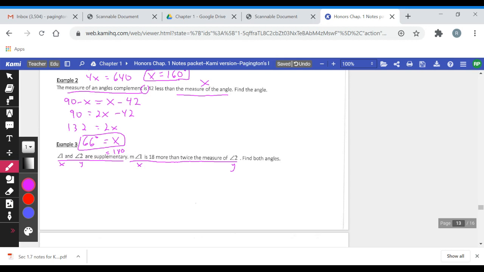So if I write an equation that represents the first sentence, if angle 1 and angle 2 are supplementary, I can say x plus y is equal to 180. That is a true equation that fits that first sentence. The second sentence says angle 1, which I'm going to call x, is, which is equals, 18 more, so 18 plus twice the measure of angle 2. So 2 times whatever angle 2 is, which I'm going to say is y.